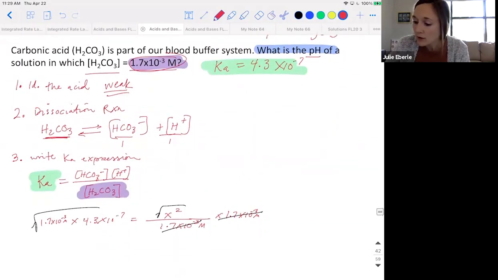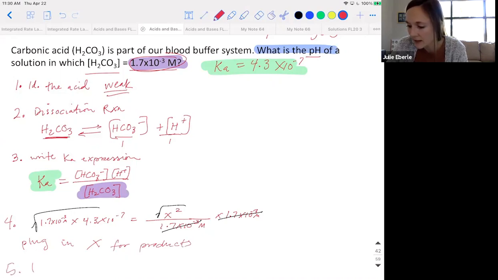So step 4, I'm going to write a step 4. Step 4 was plug in X for both products. And then step 5 is rearrange and take the square root.